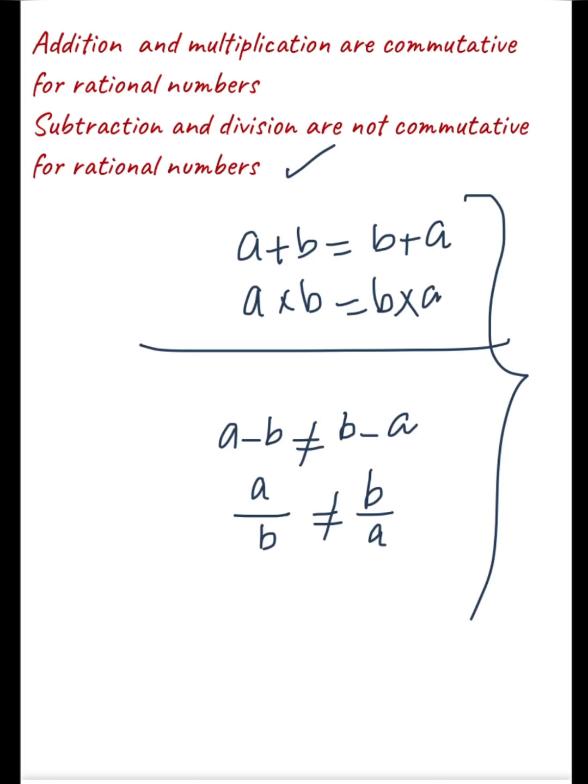I hope you understood this commutative property for rational numbers. The only thing you have to do is A plus B or A minus B or anything, and then do the reverse, that is B plus A or B minus A, and so on. Then you have to check whether they are equal. If they are equal, they will be commutative. So that's all about the second property, the commutative property.